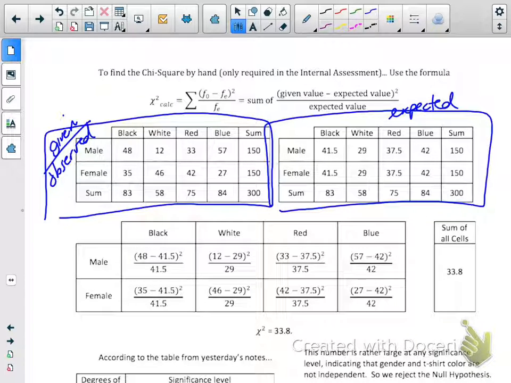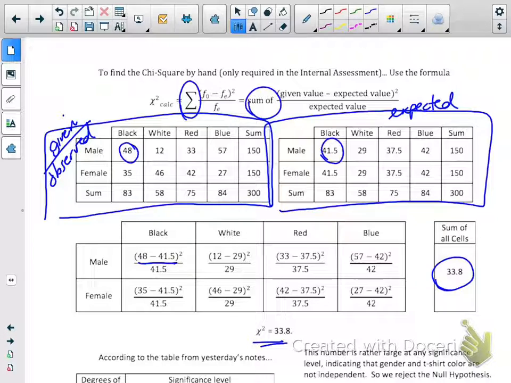Okay, and then we do the formula here. So the formula says we're going to take the sum of my given values minus my expected values squared, divided by my expected value. So I'm going to take 48 minus this. I'm going to square it, and I'm going to divide by my expected value. And the same thing throughout all of this. When I do that, and I didn't write out what all that math was, but once I do that and I add them all up, because this sigma means to do the sum, I end up with 33.8.